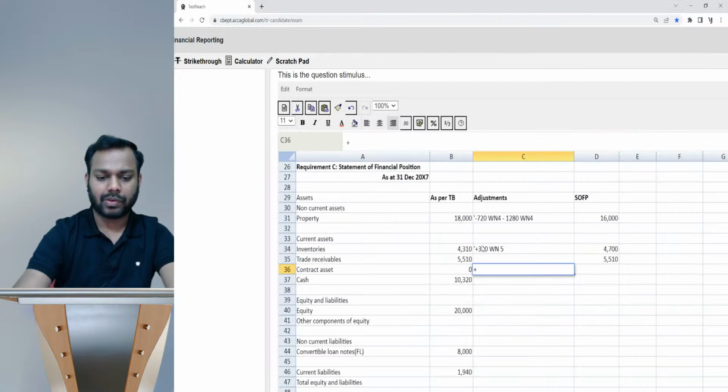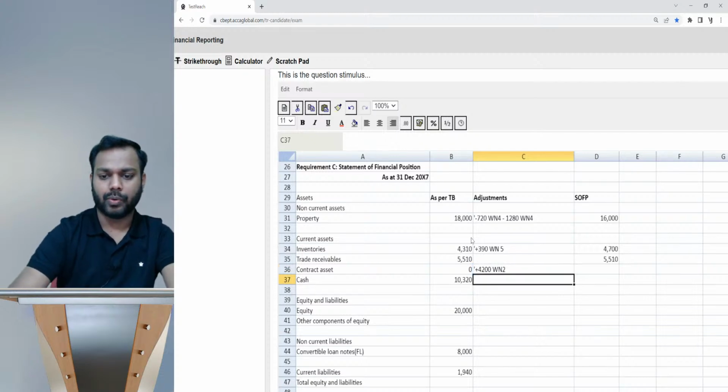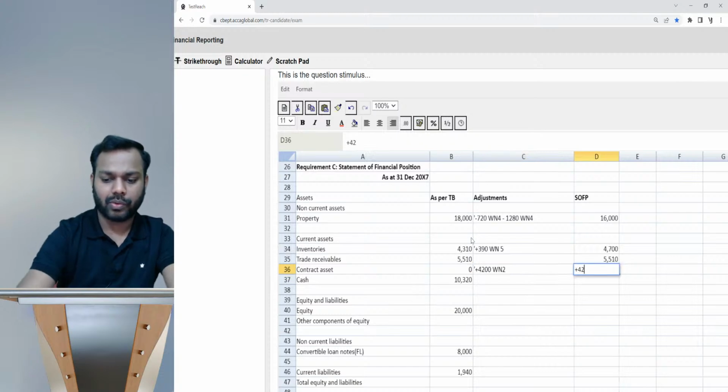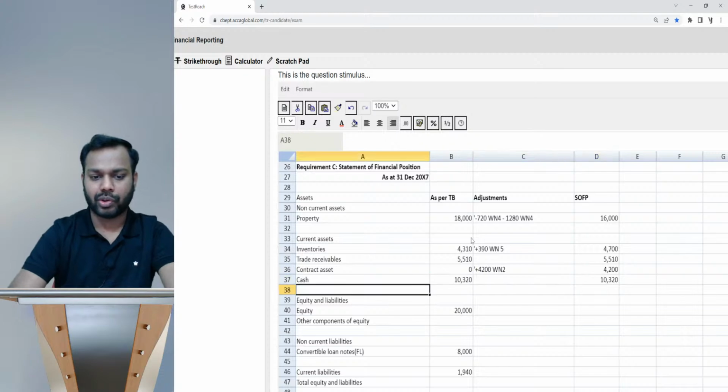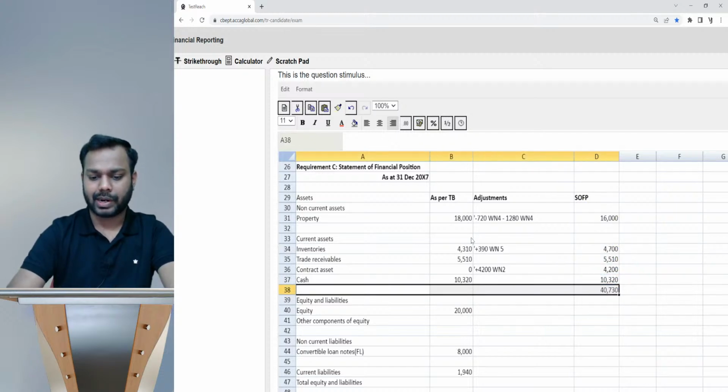So you can write here plus 4200, working note number 2, right? Now cash, no adjustment, so we'll directly write 10320. So what is the total assets? Total assets is 40730, right? That is the total assets.